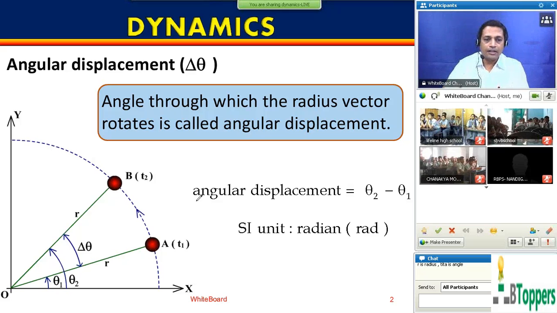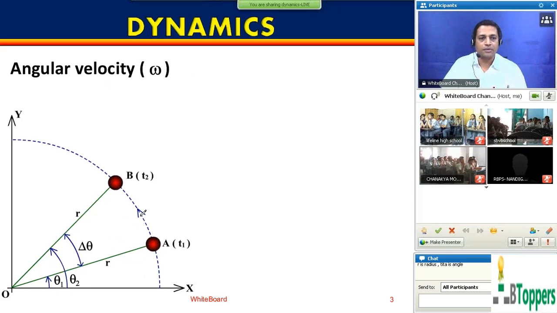It means here we could say that the body is initially, the radius vector was making an angle of 30 degrees. From there, it went to, let us say, 62 degrees. So this angular displacement is now 32 degrees. This displacement in terms of angle is what is called angular displacement.